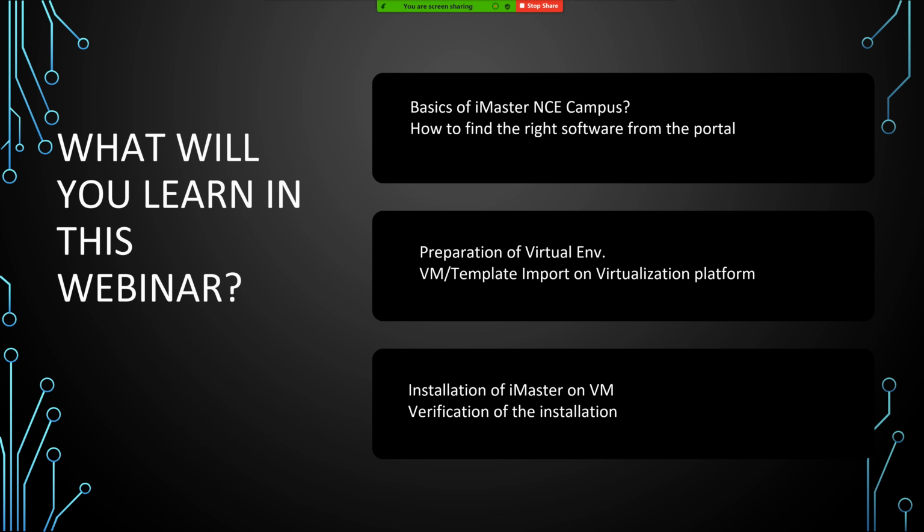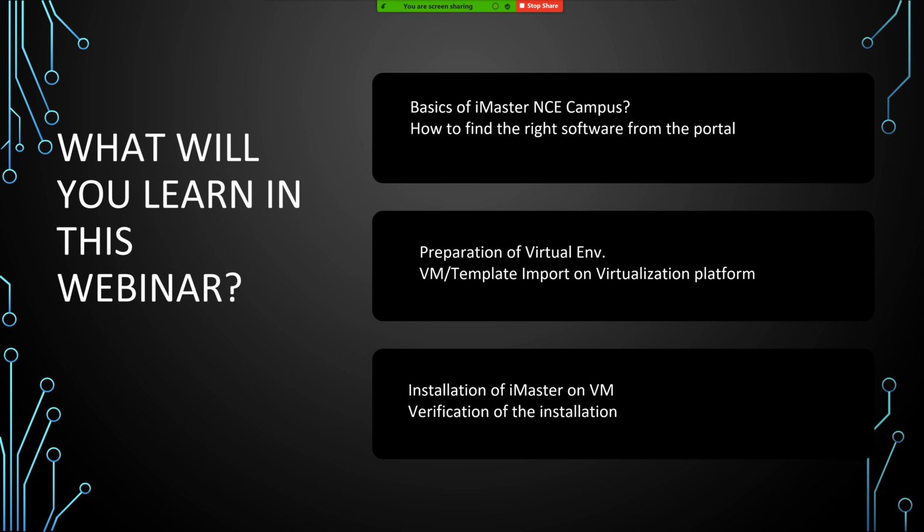And then our installation will be on the virtual environment, because if you want to do a POC or some testing, you need to do it on a virtualized environment, because you don't always have the Huawei servers available. So if you have the server and the virtualization platform, you can use that platform to install iMaster NCE campus. You can use it in production as well, but it is recommended to have a clustered environment for production.